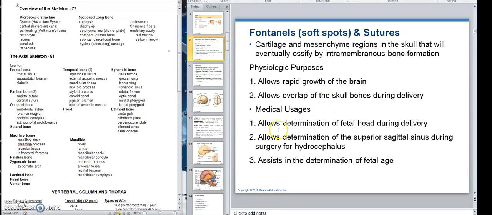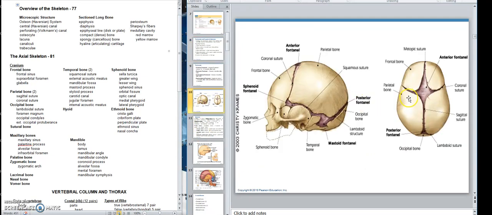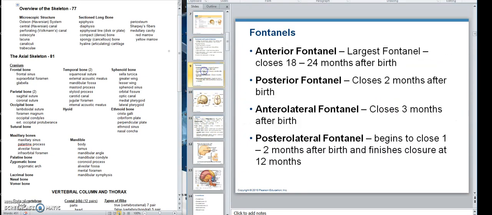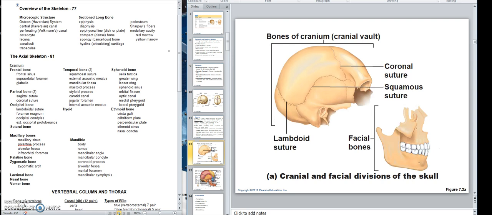Now, medical uses: we can determine the fetal head position in the uterus for delivery. They can use it surgically to help with hydrocephalus. Remember, that's the cerebrospinal fluid obstruction thing. And also, based on when they close, determination of fetal age. So these are some of the uses, and then we have the anterior fontanelle. So that's what that sutural bone is.